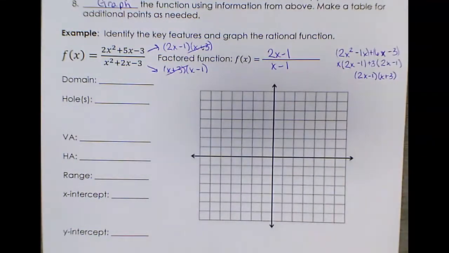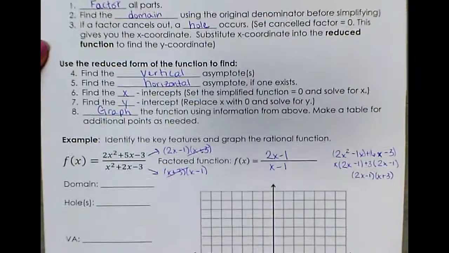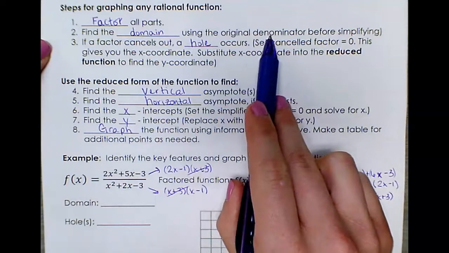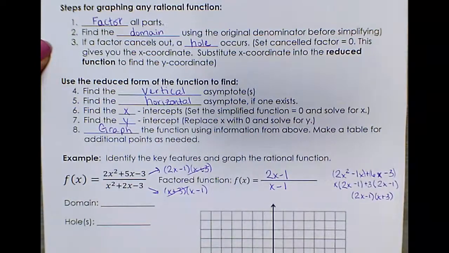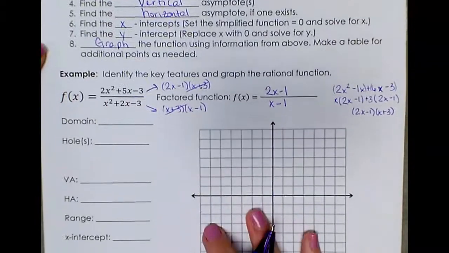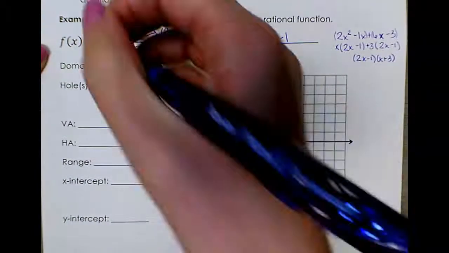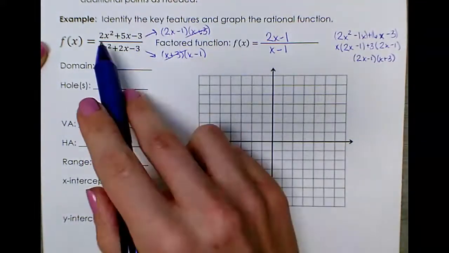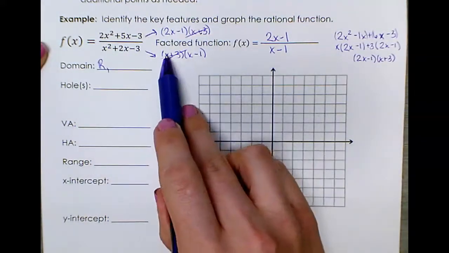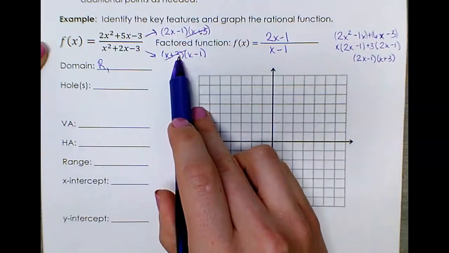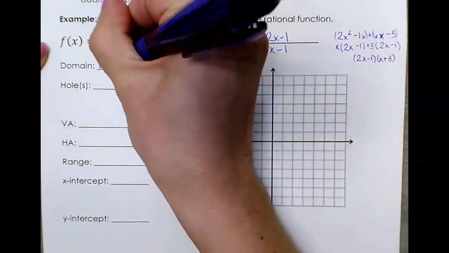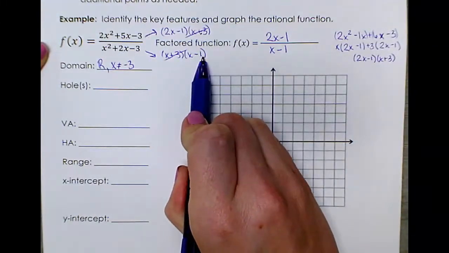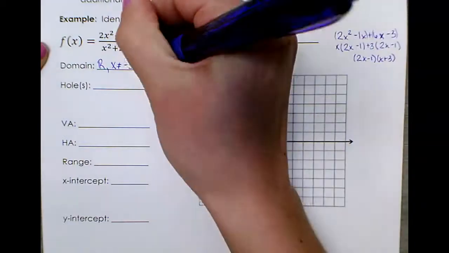Now, the domain. I need to use the original denominator before I simplified so that I can pick out the x values that can't happen in the domain. The domain is all real numbers, except my denominator can't be 0, so x plus 3 equals 0 would give me an x value of negative 3, so I can't have negative 3. And x minus 1 equals 0 would give me an x value of 1, so x can't be 1.